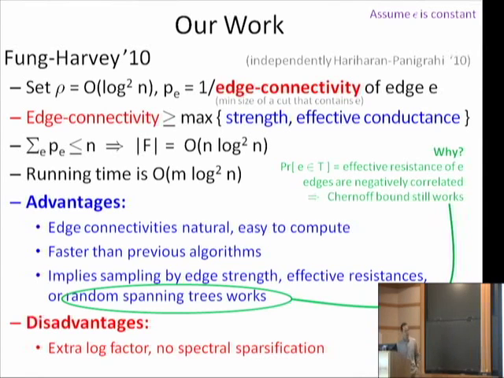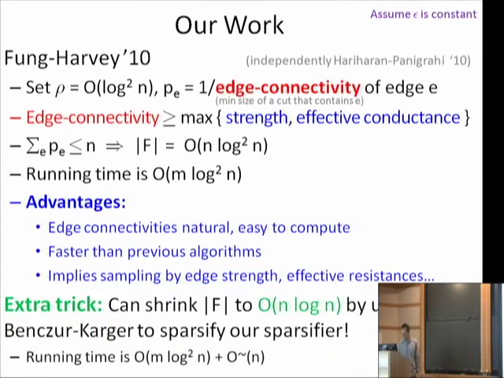Okay. So the disadvantage of our work is that we have this extra log factor. We do log squared n rounds of sampling, and we don't prove spectral sparsification. But here's a simple trick. We can decrease our number of edges from n log squared n to n log n by simply running the Benczúr-Karger algorithm on the output of our algorithm, which seems like it's not fair. But actually, it is fair, because then their algorithm is running on an already very sparse graph, so their algorithm gets faster. So with that trick, the running time is m log squared n plus O tilde of n.